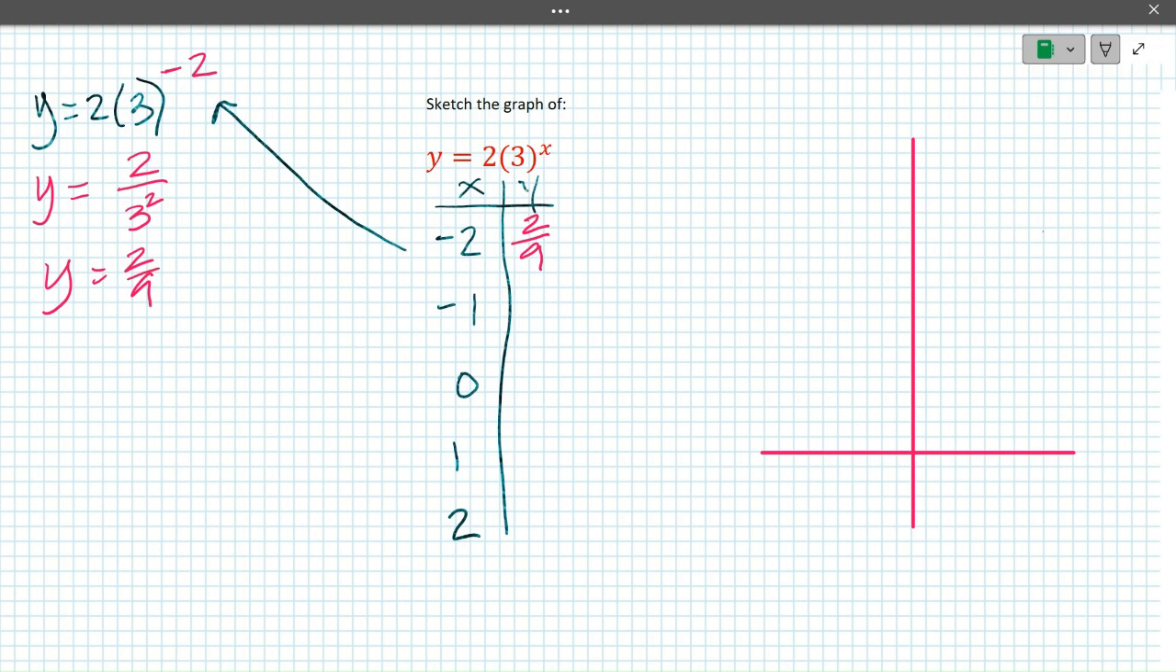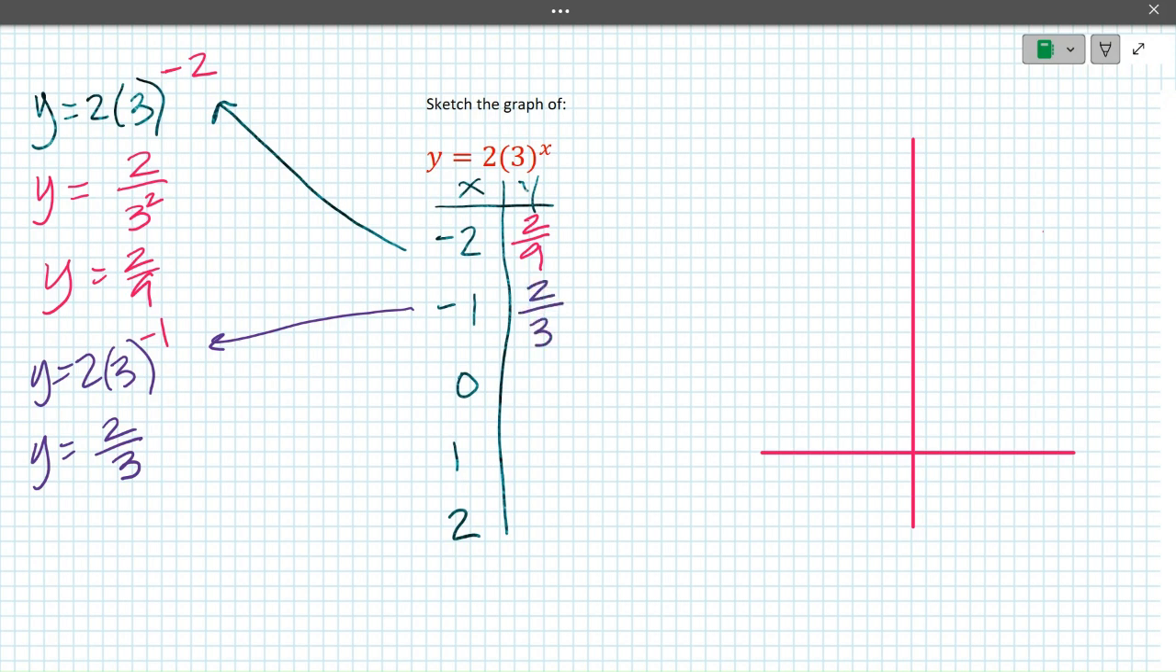All right, let's do that again with -1. So everywhere we see x, we're plugging in -1. And when we do that, we're going to apply our exponent rule, and that 3 drops to the denominator. If you need a little help on negative exponents, I have an entire video on that. Go check that out. So when we plug -1 in for x, we got 2/3 out.